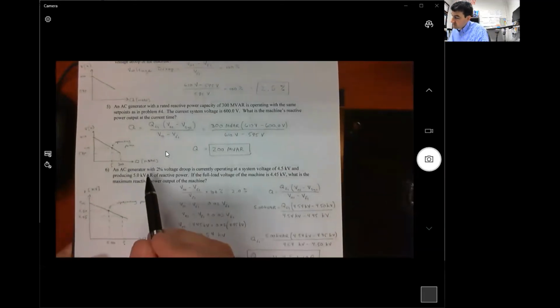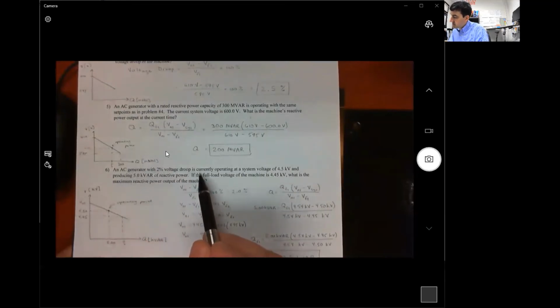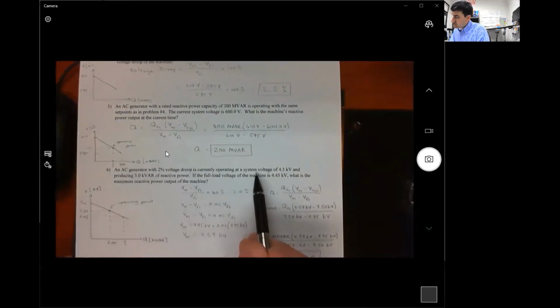Okay, then number 6. Number 6 is a little bit like number 3, but it's not quite as difficult as number 3. So in number 6, we have an AC generator with a 2% voltage droop. It's currently operating at a system voltage of 4.5 kilovolts. And it's producing 5.0 kilovar of reactive power right now. If the full load voltage of the machine is 4.45 kilovolts, so that's this right here, what is the maximum reactive power output of the machine?